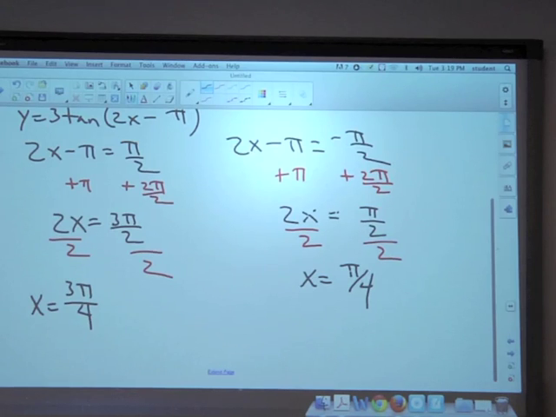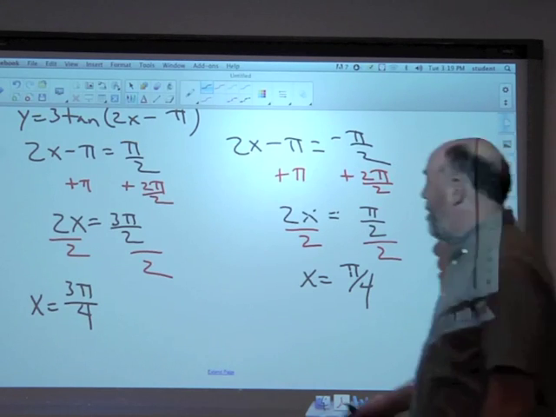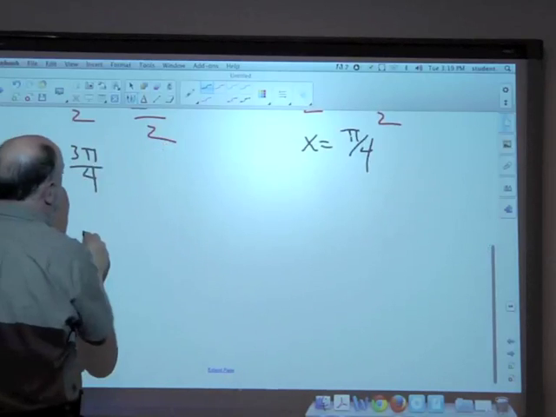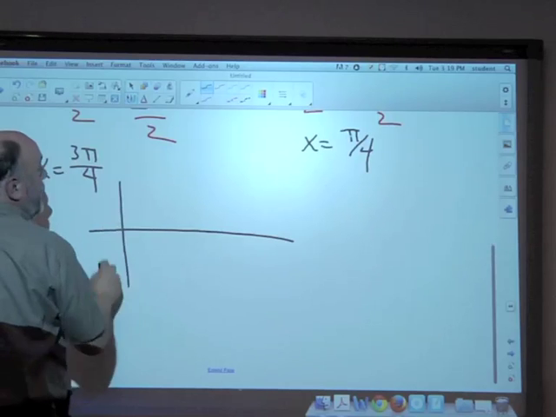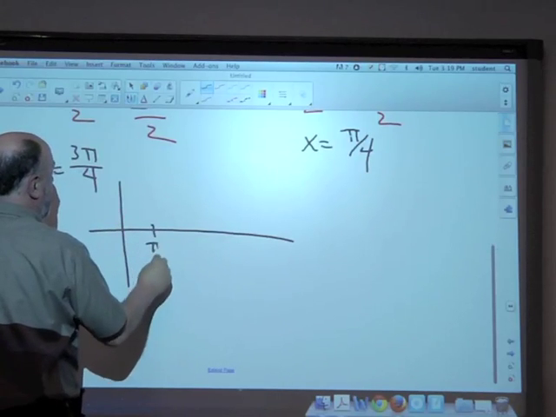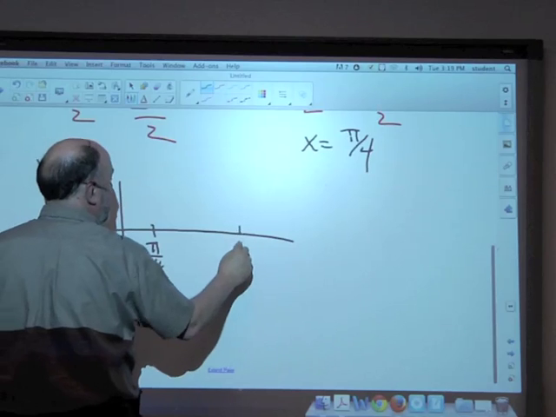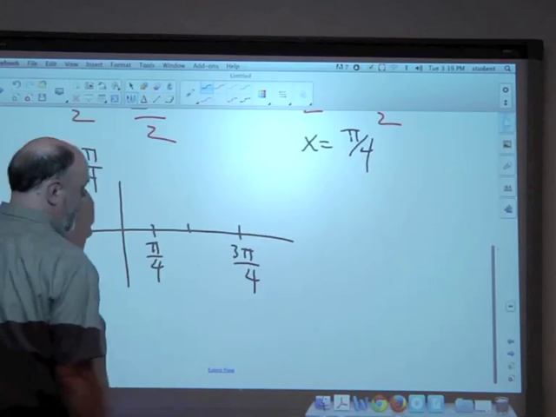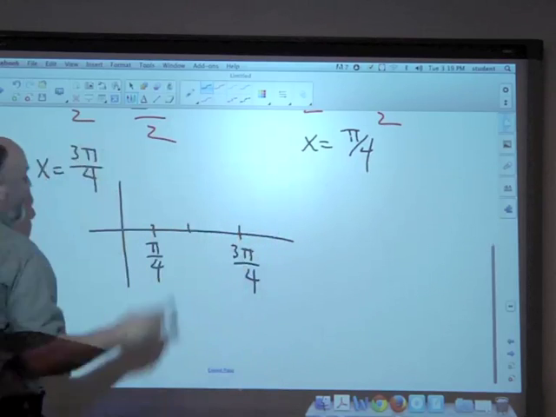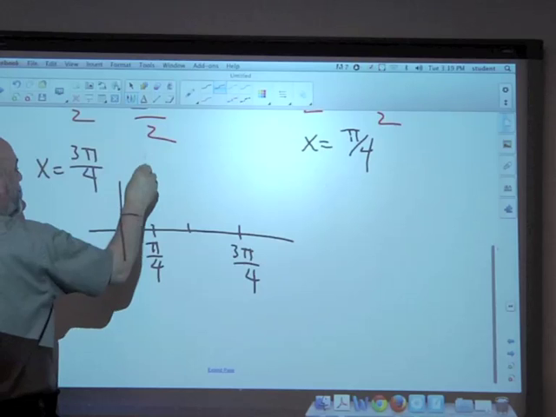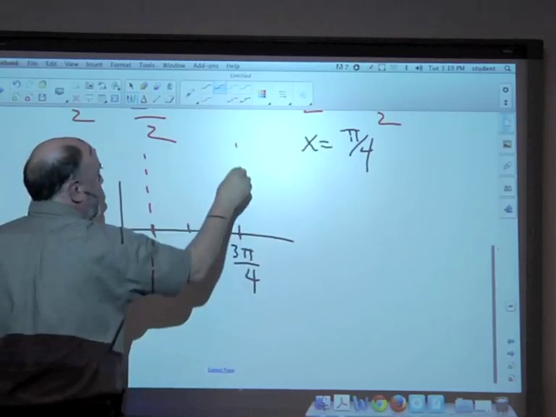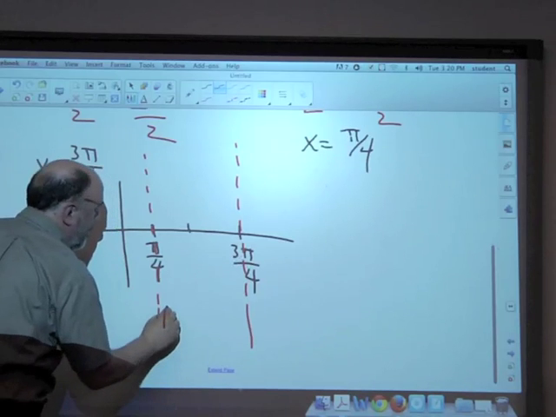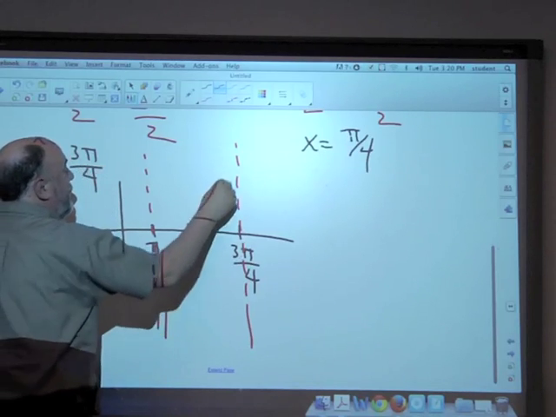So now to graph this, all I do in terms of graphing this tangent wave is we're going to call this pi over 4. Let's call this 3 pi over 4. We'll put this mark in the middle. Basically, these tell you where the asymptote lines are. So we put a line in here. We put a line in there. My tangent curve is going to go like that.